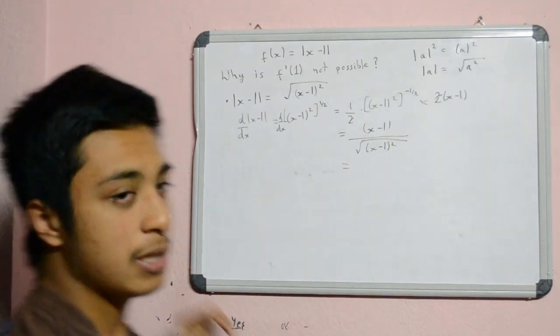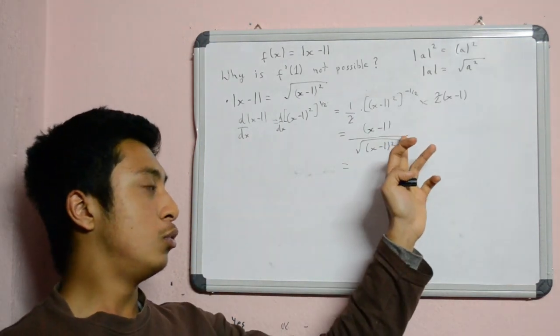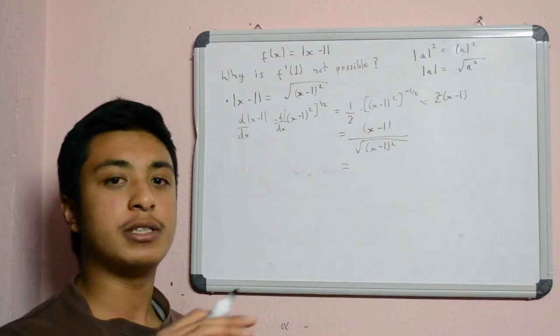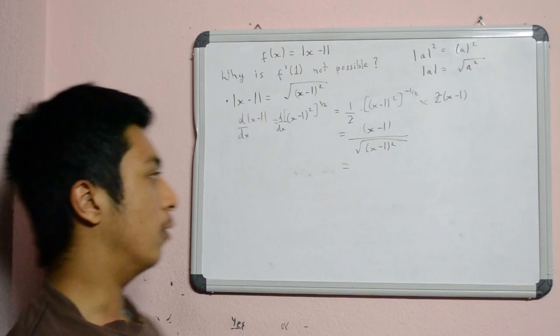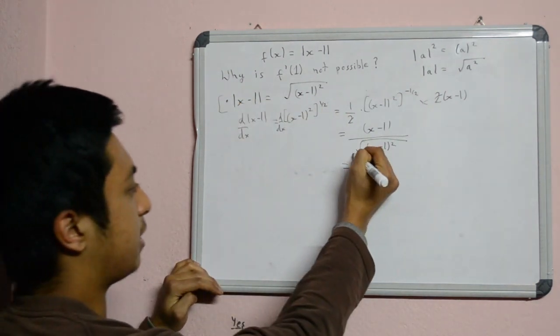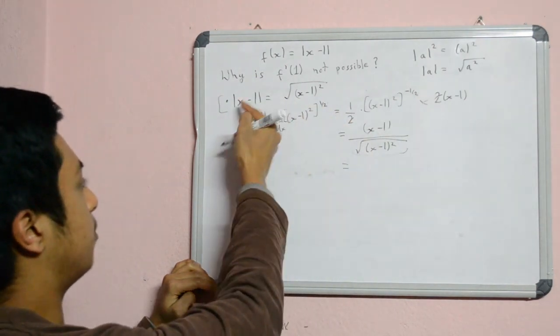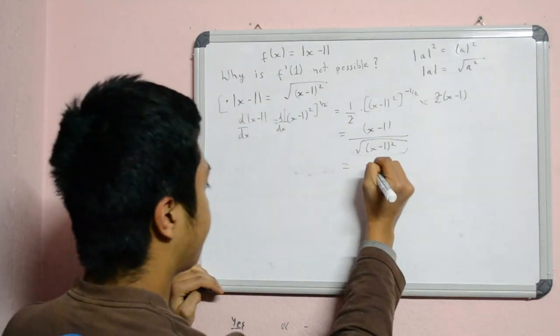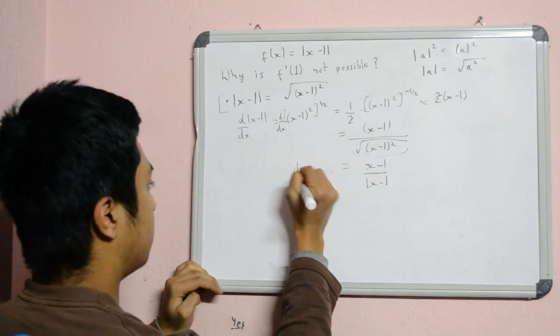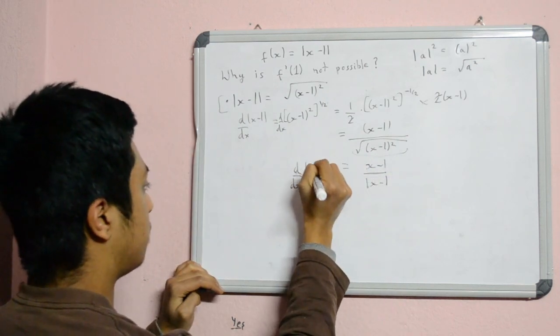Now, in this step, do not cancel the root and square and get 1. That is the part where we get it wrong. In fact, this exact denominator over here is the modulus of x minus 1. So (x minus 1) divided by modulus of (x minus 1) is the derivative of the modulus value of x minus 1.